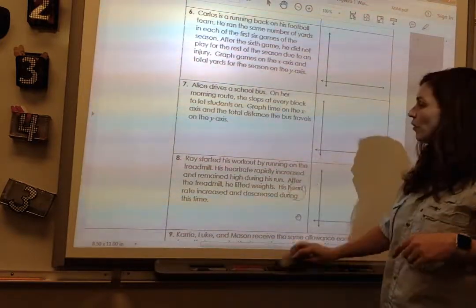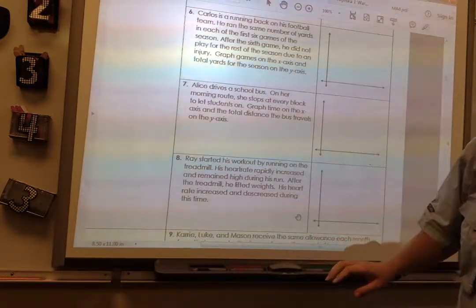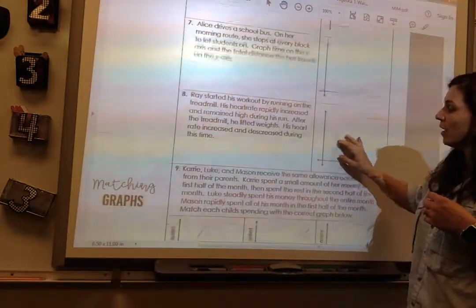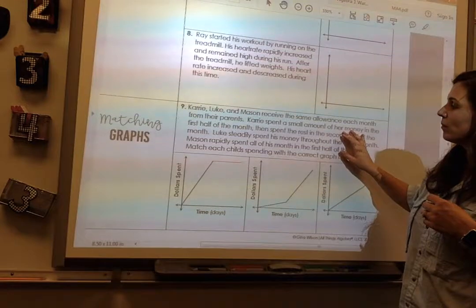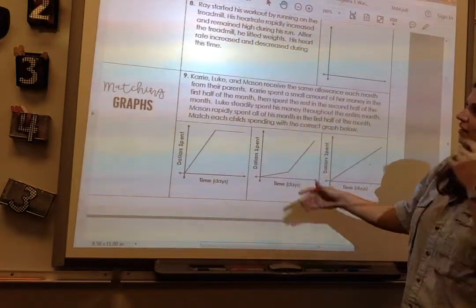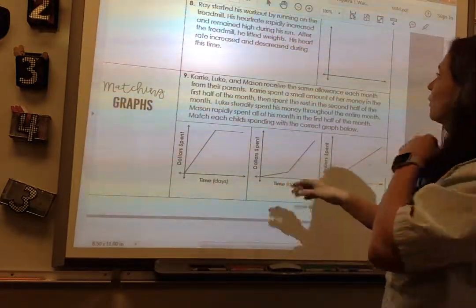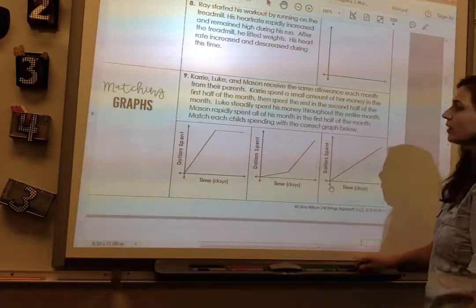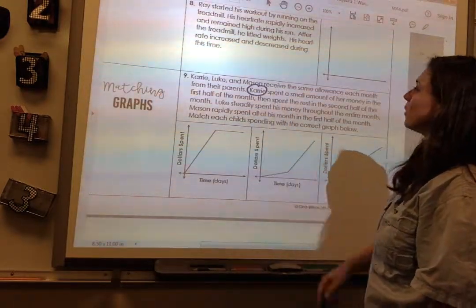All right. So hopefully you got some practice in there reading a graph. So we can match these. This is kind of a fun one. So pause and see if you can match these. All right, let's look at Carrie. Which one of these graphs belongs to Carrie?